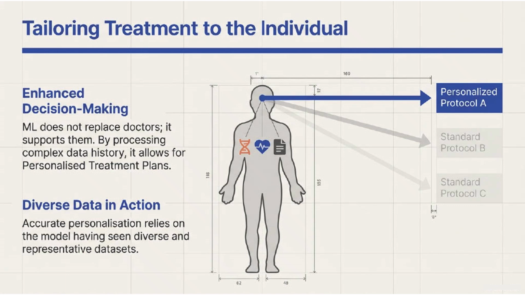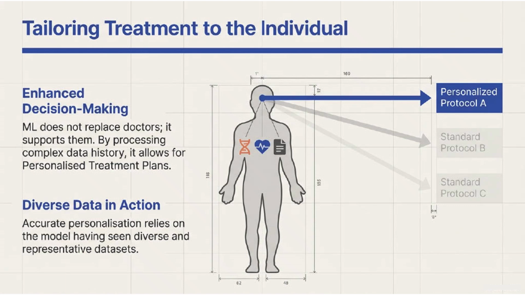But we aren't statistics. The slide shows a silhouette of a person surrounded by DNA strands and medical history icons, and it's pointing to personalized protocol A while graying out the standard options. Because the model can process your specific complexity, your genetics, your history, your lifestyle. It's predicting that for you, the standard pill might not work, but protocol A will. But again, the slide loops right back to diverse data in action. Yes. If the model has never seen a patient with your specific genetic background or medical history in its training data, it can't make that personalized recommendation. So the fuel we talked about on page 7 matters so much for accuracy. It's all connected. It is.